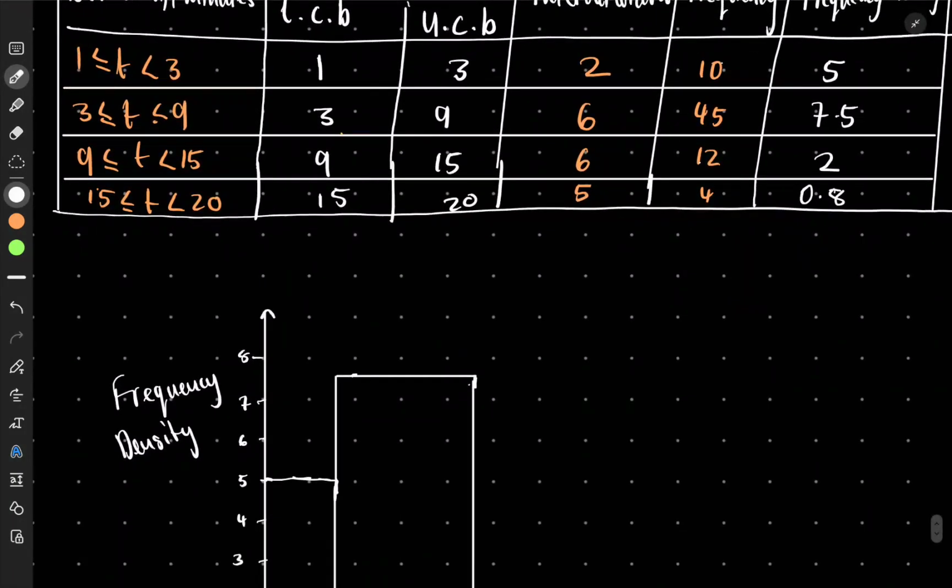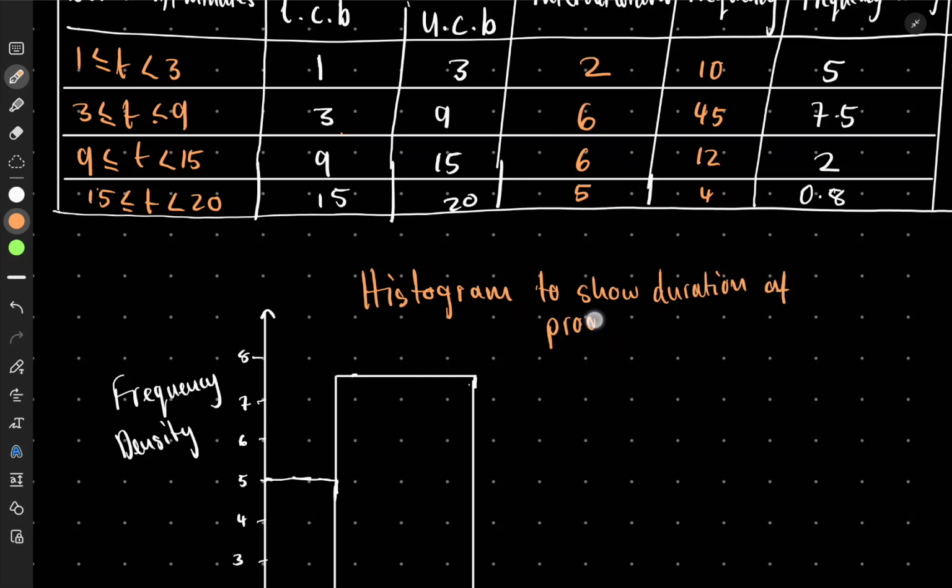Okay, and then we can just put our title to say histogram. Don't forget it. Don't forget that title. Histogram to show duration of programming tasks, because they said they were programming, so to show duration of programming tasks. And you are done. You get your marks.